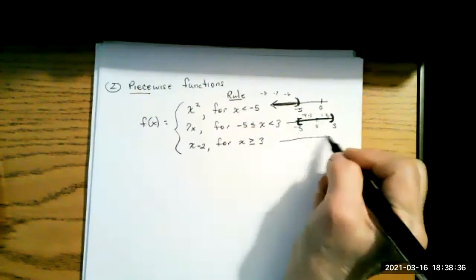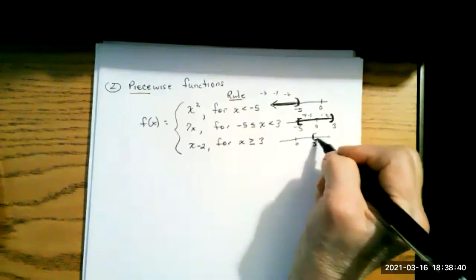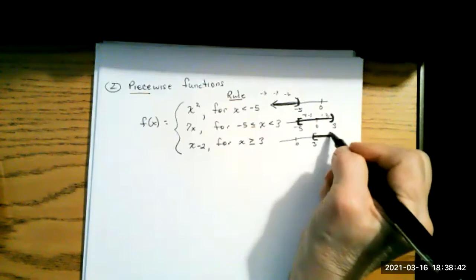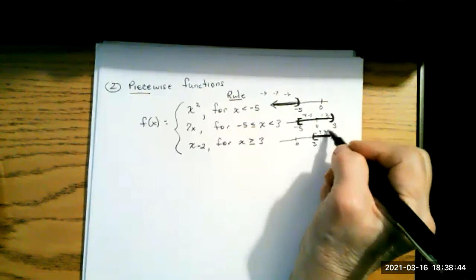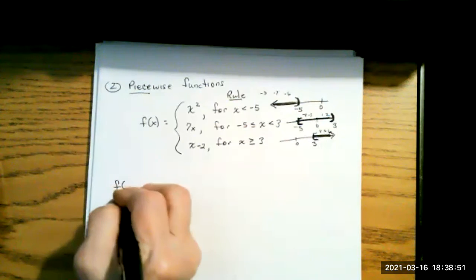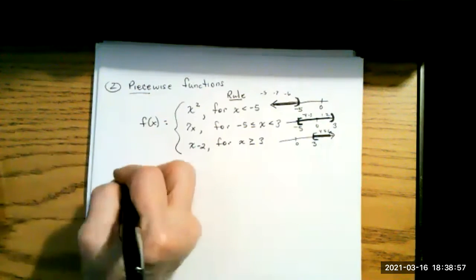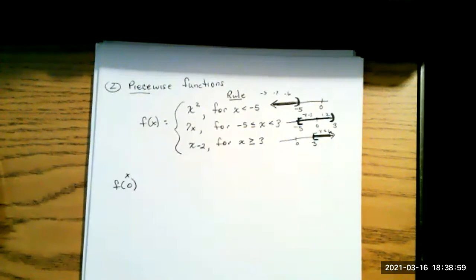And for this one, I'm looking at numbers that are greater than or equal to 3. That's like 4, 5, 6. Those are the numbers I'm looking at. So if they give me a problem and say, find f of 0, this is the x value you're looking for there.